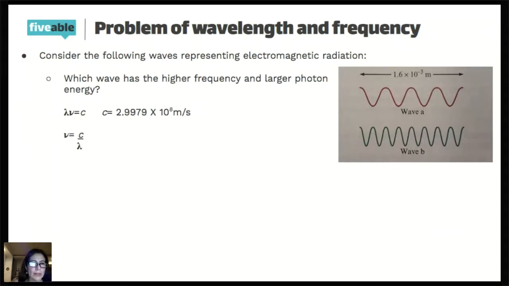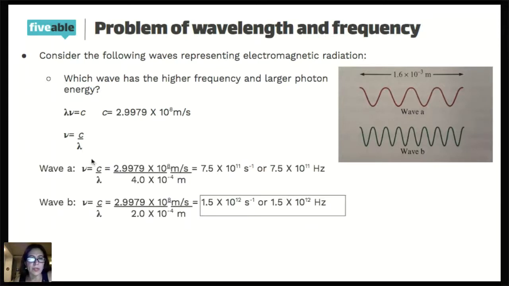Why can we do this? Because all waves travel at the speed of light, and the wavelength and the frequency are proportional to each other, if one increases, the other one decreases. So we can use the speed of light to get either frequency or wavelength if we have the other one. Since we have a wavelength, we're going to solve for frequency and get the speed of light divided by wavelength.